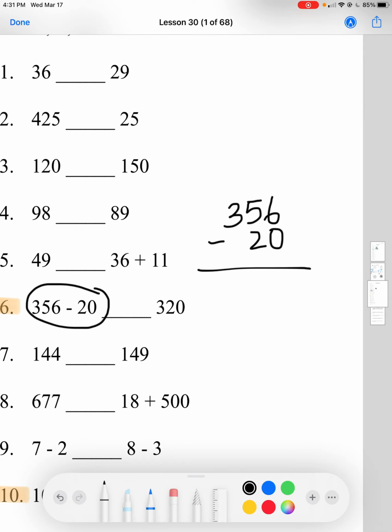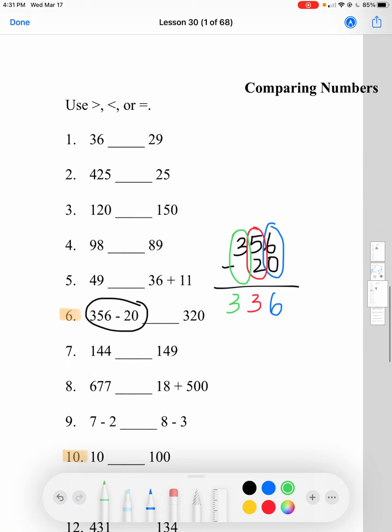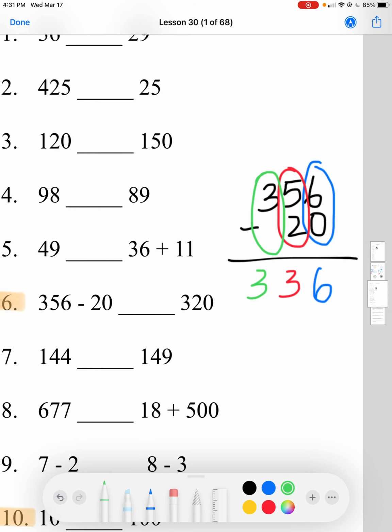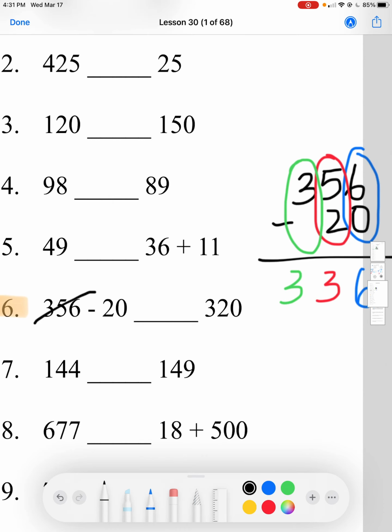Again, make sure to line up the ones place and the tens place. In the ones place, we have 6 minus 0, so that's going to stay 6. In the tens place, we have 5 take away 2, which is 3. And in the hundreds place, we have a 3, so we're just going to bring it down because there's nothing to subtract. So now we know that 356 minus 20 equals 336. They're the same thing, 336, and we're going to compare it with 320.